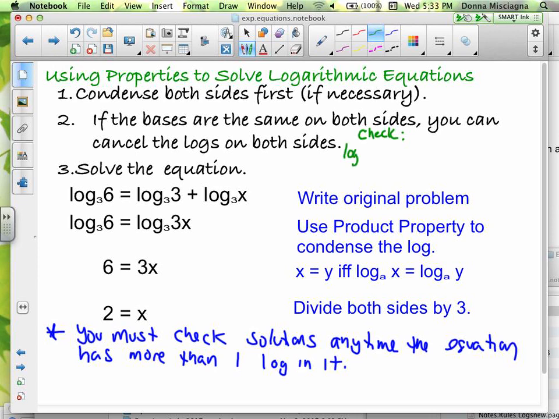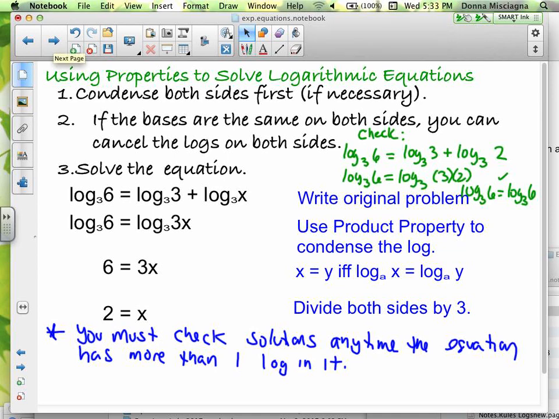So log base 3 of 6, good. No problem there. Log base 3 of 3, no problem there. It's a positive number, plus log base 3 of 2. All right, does that work out? Well, log base 3 of 6 is equal to log base 3 of 3 times 2. And yes, that does work out. That checks out perfectly fine. Log base 3 of 6 equals log base 3 of 6. Perfectly good solution. Right? No problems there.